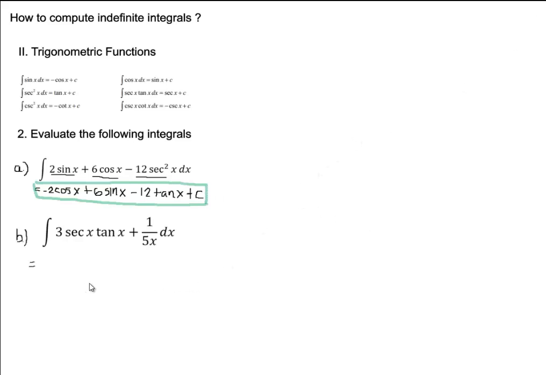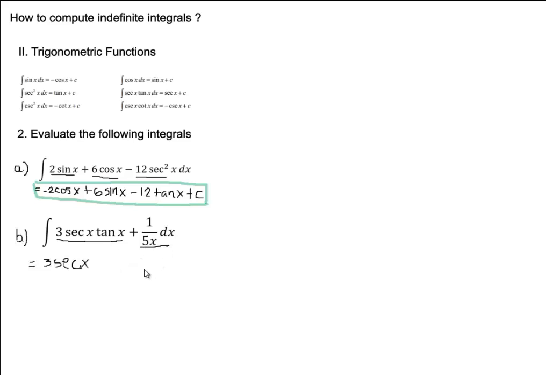Next example, the integral of 3 secant x tangent x plus 1 over 5x dx. For the first term, 3 secant x tangent x. So integral of secant x tangent x, we have secant x. So therefore, 3 secant x.